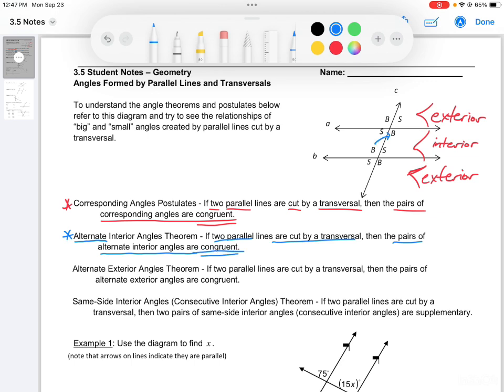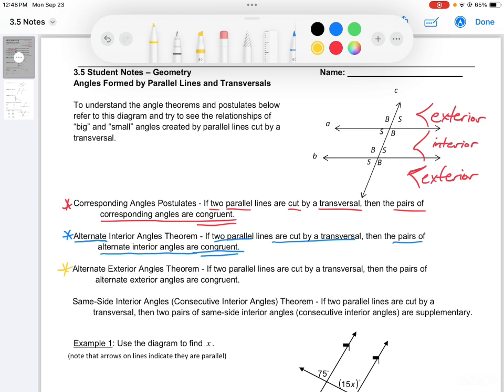So if we're looking here, these two angles, see how they're both inside the lines and they are on opposite sides of the transversal. Same thing with the small angles here. They're inside this region, okay? They're inside here, and they're on opposite sides of the line from each other. So those are alternate interior angles.